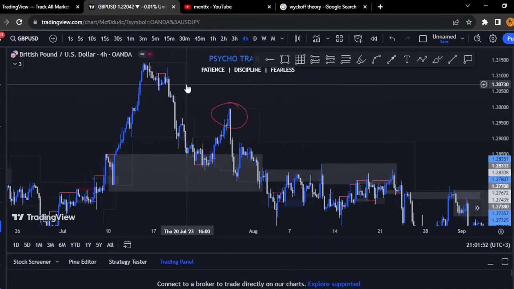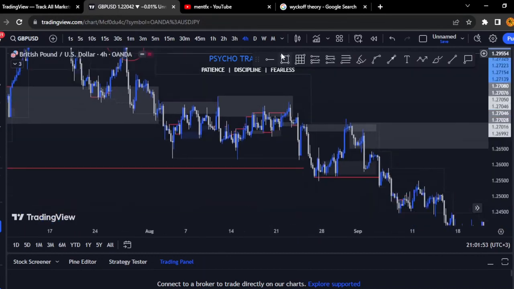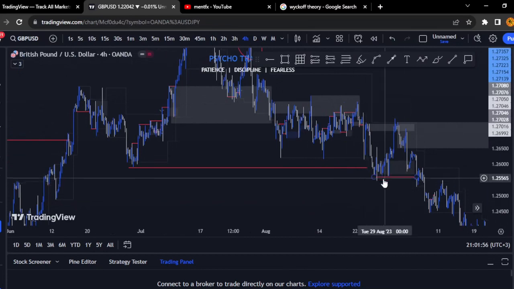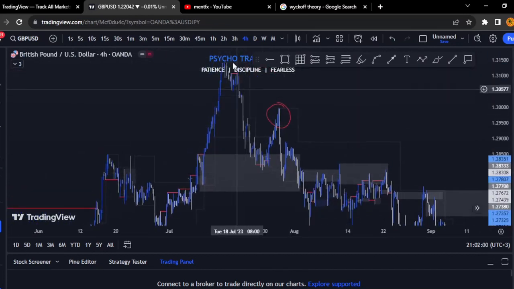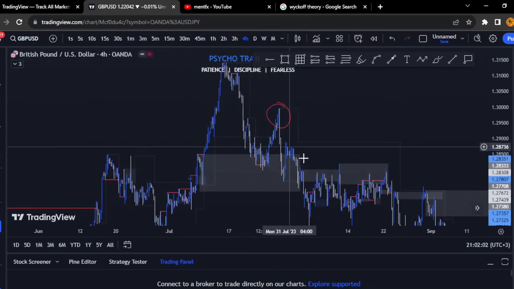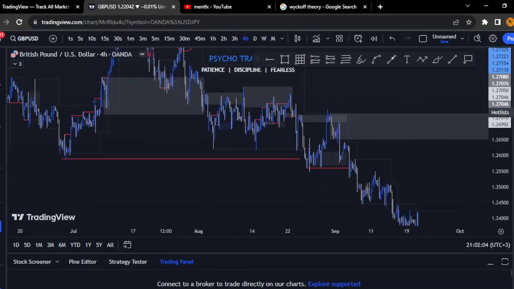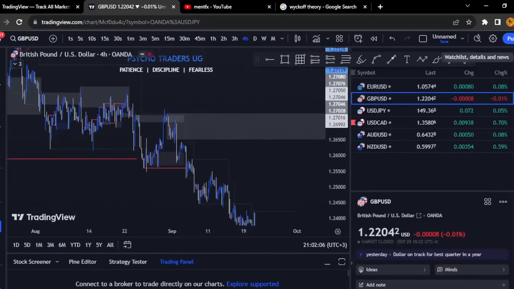Sorry. So the lower time frame started showing us bearishness at this point. So these areas right here, there were areas I had to buy from. I don't want to confuse you with this, so let's just go on another pair for just clarity.